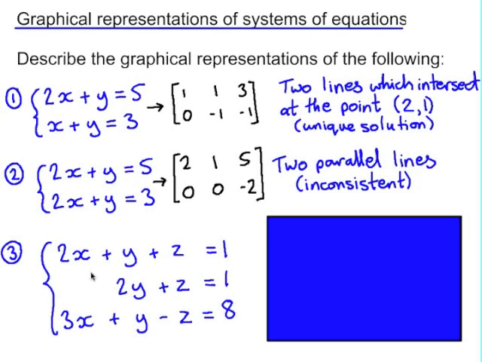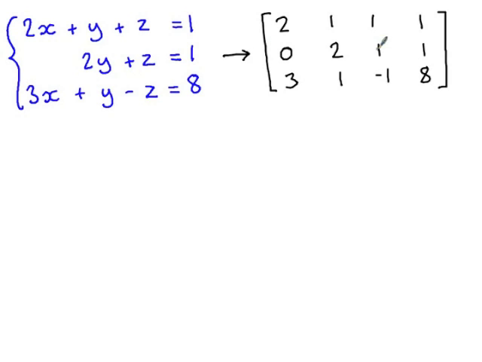In the third example, we have a third variable z as well as x and y. So I'm going to solve the simultaneous equations using matrices first, and then we'll think about what the graphical representation of it will look like. Here are the equations in matrix form. There's already a 0 in column 1, so I'm part way to achieving row echelon form.